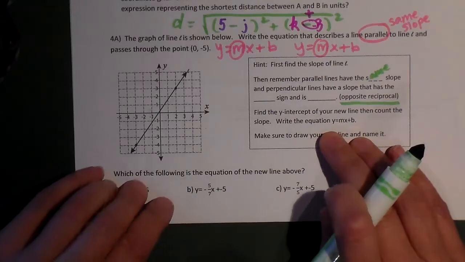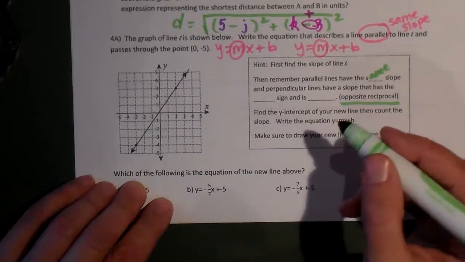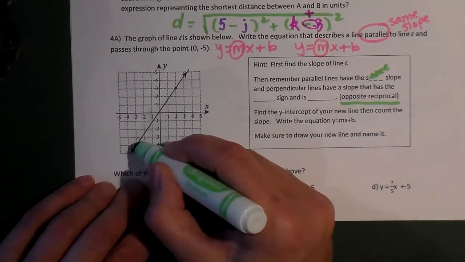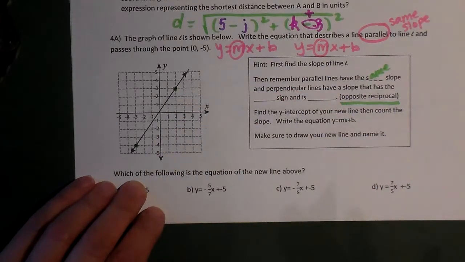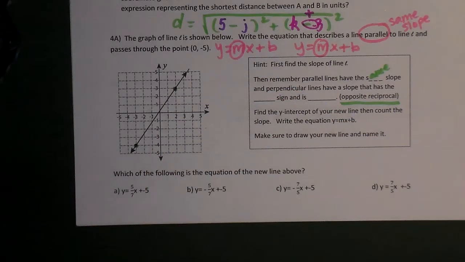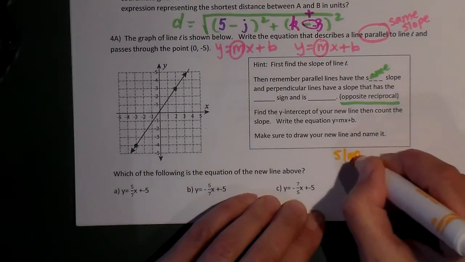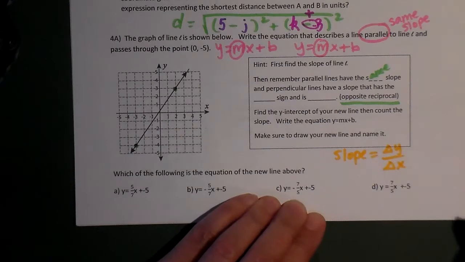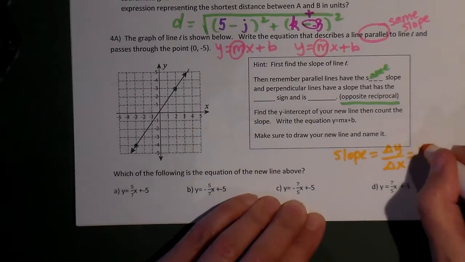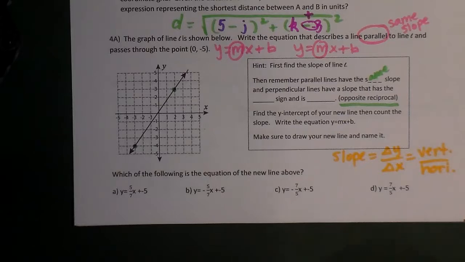Well, first of all, let's look at the slope here. Let's pick 2 points on this line that we can see. They give us 2 right here, right? Now, remember, what is slope? Slope is the change in y over the change in x, which is your vertical change, your up and down, over your horizontal change. So I'm going to count.